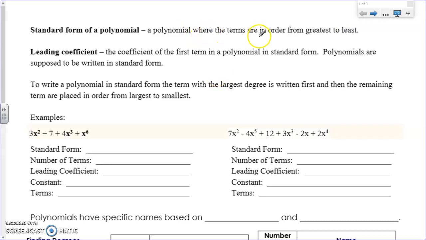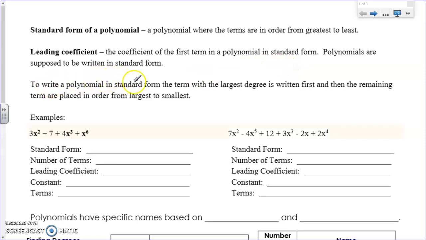A polynomial where the terms are in order from greatest to least, okay? The leading coefficient is the coefficient of the first term when the polynomial is in standard form. So it has to be in standard form to find the leading coefficient. And we know a coefficient is what? The number in front of the variable, right? So the coefficient is just the number in front of the variable. It's not the variable, but the number in front of the variable, okay?